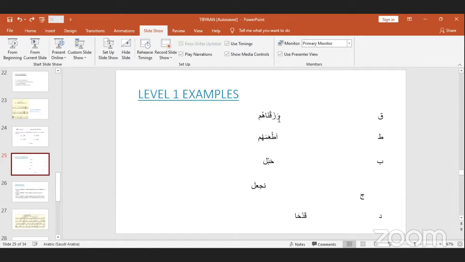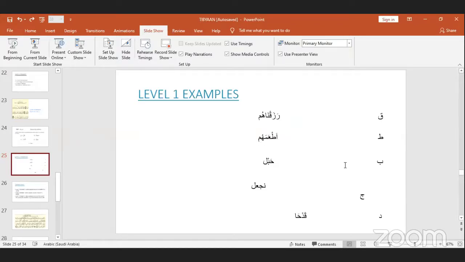So razaqnahum. And a ta example, at'amahum. It should not be done for full. You should not do it for a higher frequency. At'amahum, just less, very less. Qalqala should be very less. So at'amahum is level 1 because it's in the middle of the word. Why are these level 1? You guys know, because it's in the middle of the word.